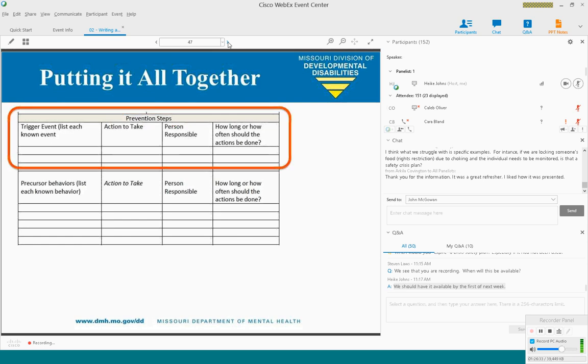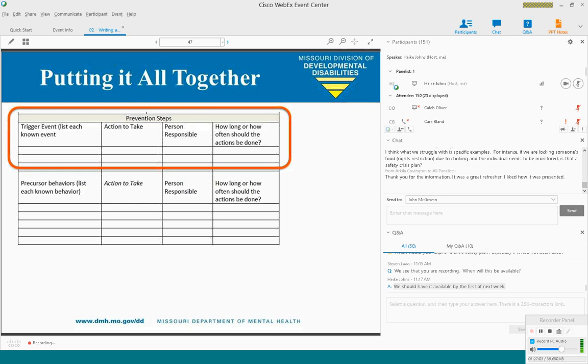So we've already listed out all those triggers for the person, those things that create a worsening. So now we need to figure out what we're going to do when one of those trigger events occurs or is likely to occur. So we want to describe what needs to happen to address it. So what specifically are we going to do to either prevent it from happening, or to respond to it if it happens, and who's going to do it?